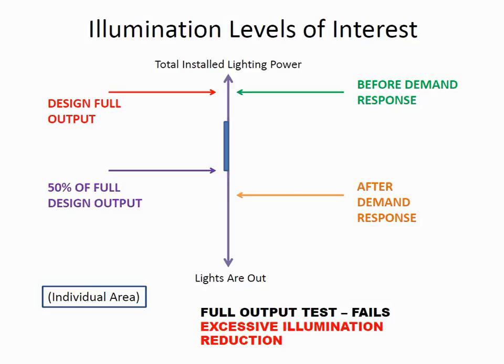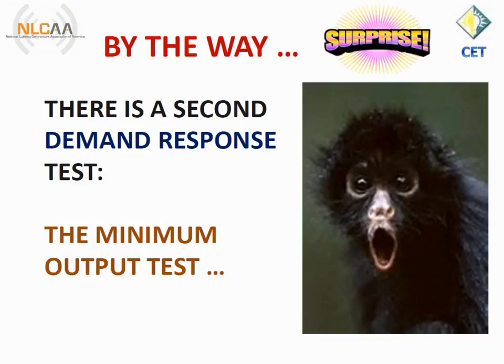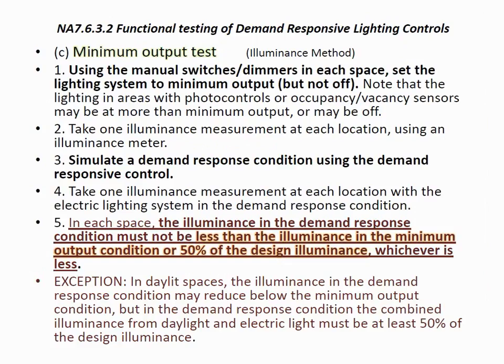By the way, there's another test. You may never have even heard of it. It's called the minimum output test. There's a second functional illumination or voltamp test, which many designers and/or commissioning persons do not know exist. In this test, the area lighting is set for the lowest, but not extinguished, level of illuminance using the area and multi-level controls, and then a demand response event is initiated.